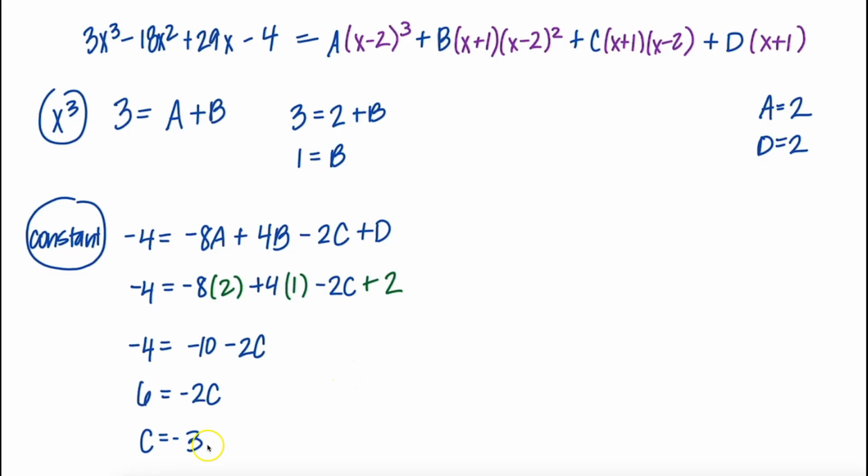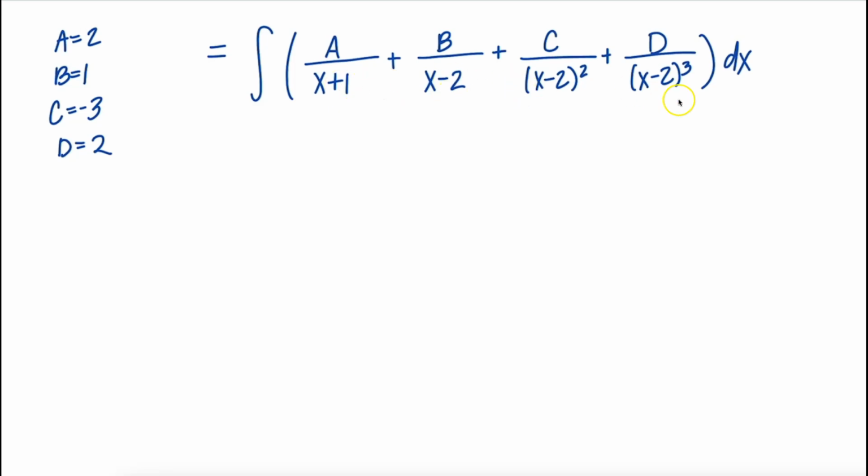With all of our missing values now, we can substitute them back into the partial fraction decomposition. Let's not lose sight of the original problem. These were our original partial fractions, so now let's substitute in the values of a, b, c, and d. And now think about integrating each one. The first two are going to become natural log functions.